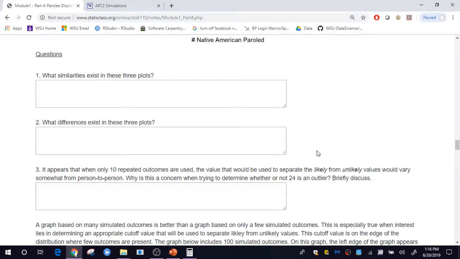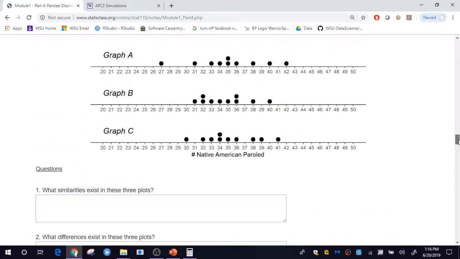Okay, let me talk a little bit about number 3 here. It appears that when only 10 repeated outcomes are used, the value that would be used to separate the likely from the unlikely values would vary somewhat from person to person. So that makes it hard when determining whether or not 24 is going to be an outlier. So what we're talking about here in part graph A is that the edge of the graph appears to be at about 27. In graph B, the edge of the graph is 31. In graph C, the edge of the graph is at 30.